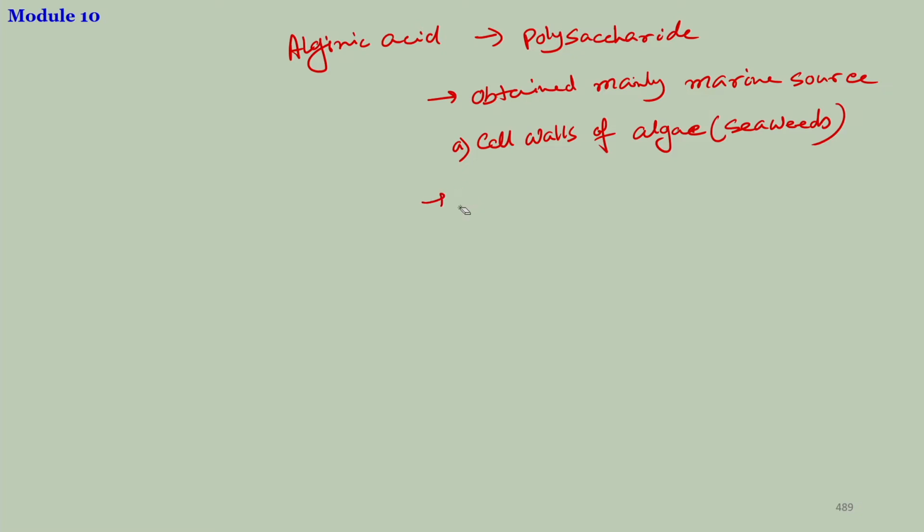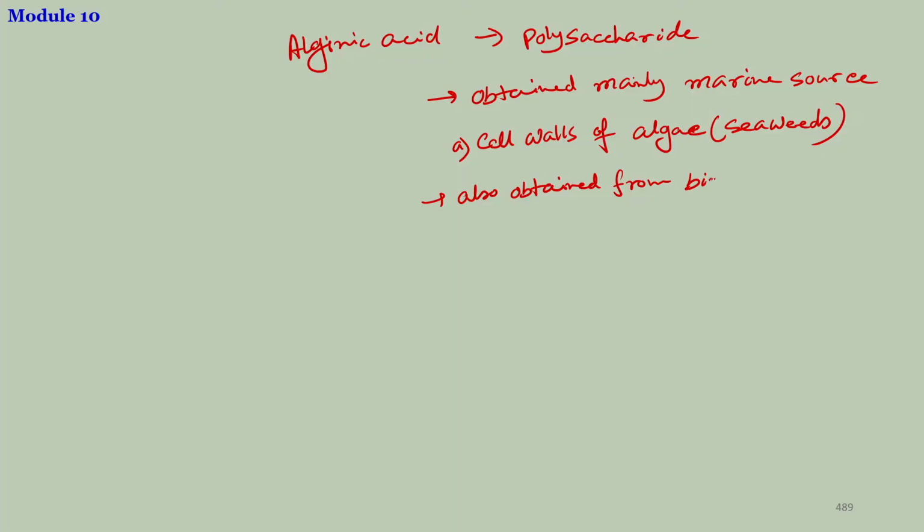Second, it is also obtained from certain bacteria. Those bacteria form biofilms. So, biofilm of the bacteria. The term biofilm may be unknown to you at present, and I do not have the scope in this course to discuss biofilm. Biofilm is a kind of film that bacteria make to protect themselves from antibiotics. So, biofilms are basically resistant to the applied antibiotics.